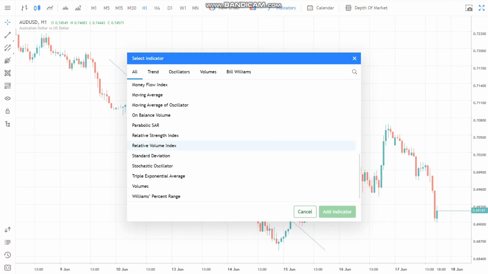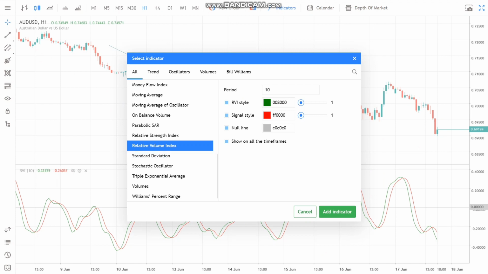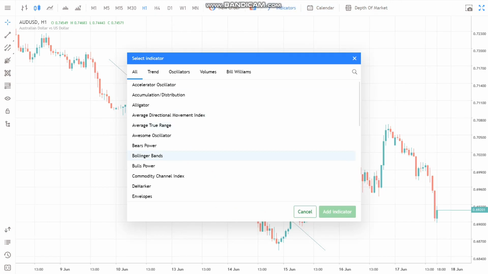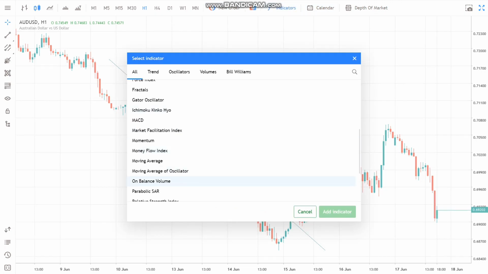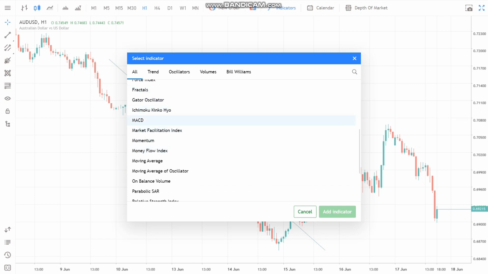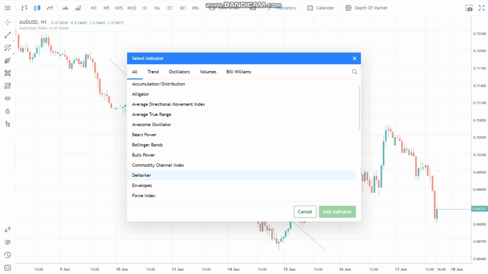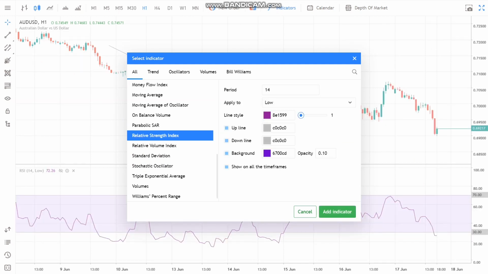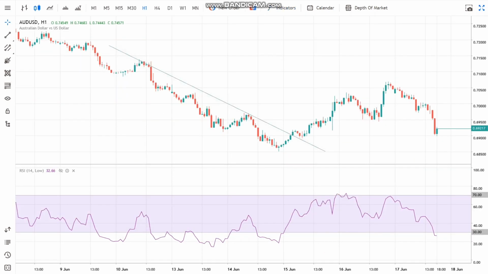The RSI stands for relative strength index. Let me see where's my RSI. So guys, the platform I'm using is MT4. It looks quite different from the one. This is MT4 online. Yeah, so this is my RSI, guys. This is my RSI down here.